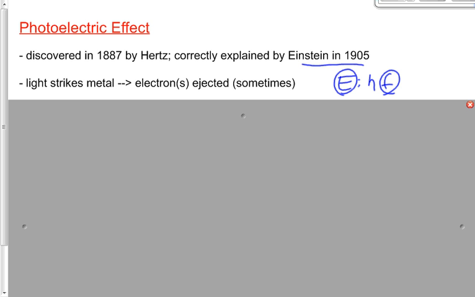In other words, we don't need more of it. If we have a little bit of light that's striking a piece of metal and it's not causing electrons to be ejected, we don't need more of the same kind. We need something with a higher frequency. We need a different kind. If red light isn't causing it, let's try blue light. Something with a higher frequency, with a higher energy. That's where we get the energy from.